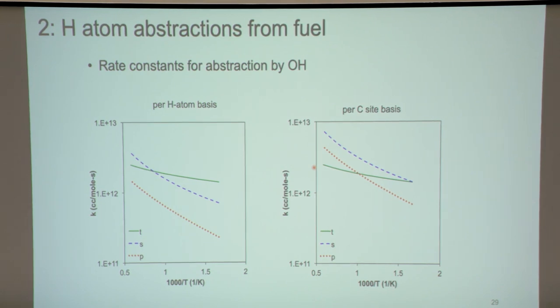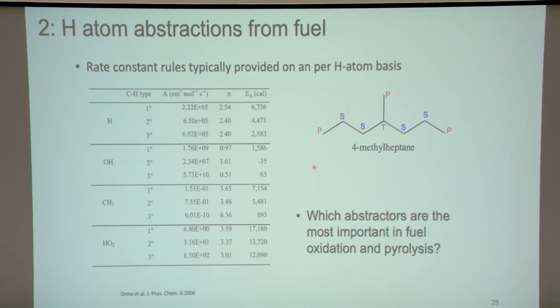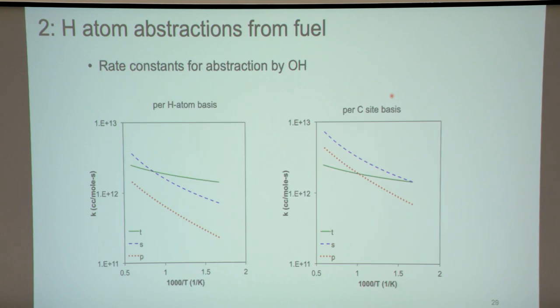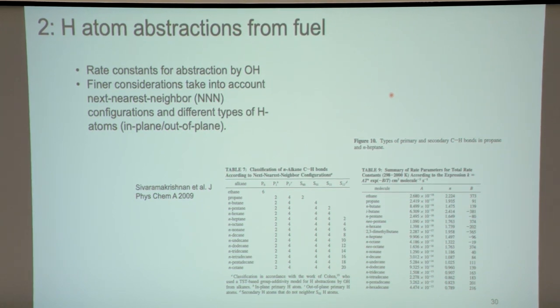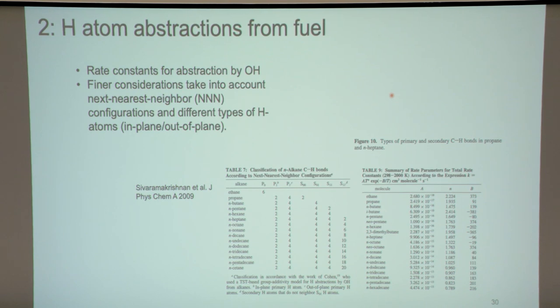Okay, that's the basic way to do it, right? We just consider primary, secondary, tertiary, primary. But again, people nowadays are more eloquent and elegant in determining the rate constants. So a group at Argonne National Lab, Siva Ramakrishnan et al., and also, I'll show you in the next slide, a group from CALS, they find a much better way to describe the rate.